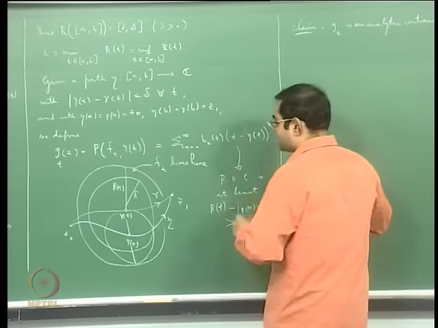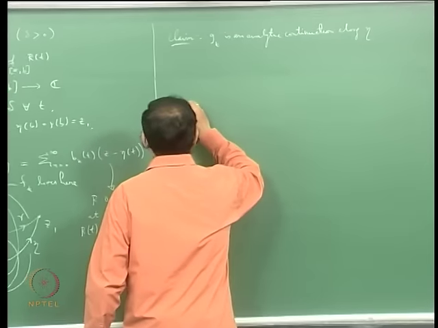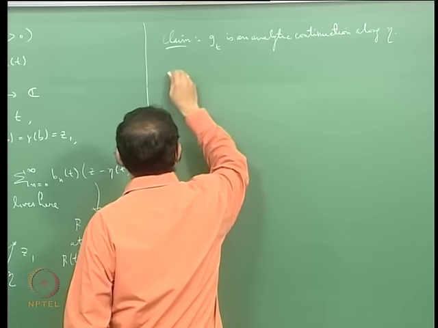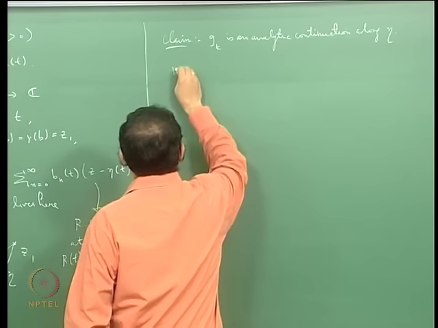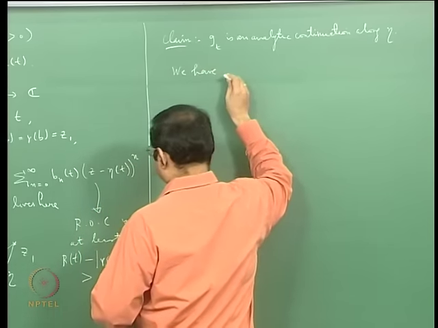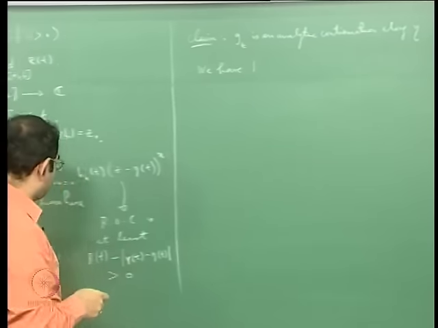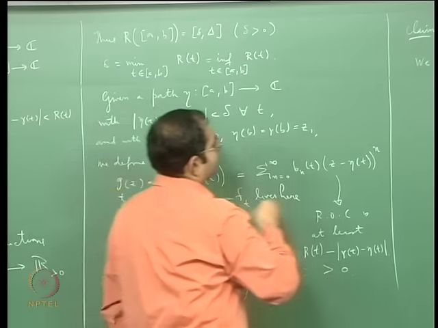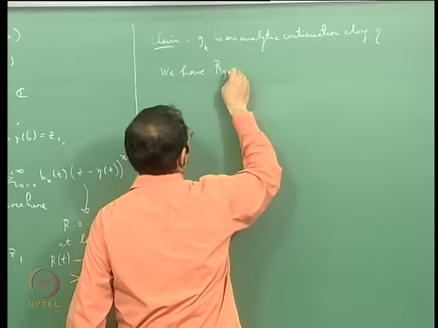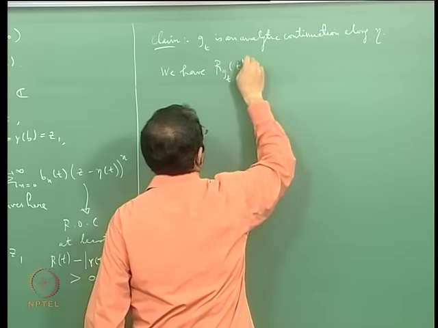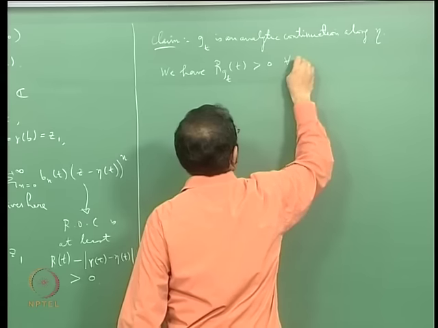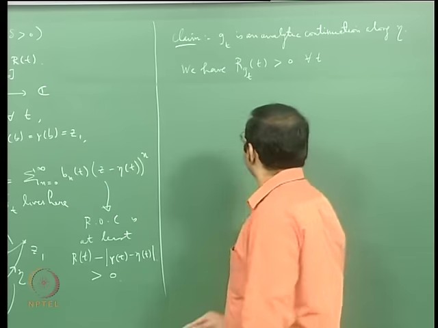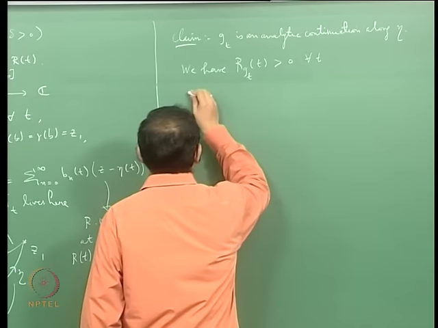So how does one see that? It's very, very simple. We have, so let me write this fact. This is the radius of convergence of GT. So let me write R sub GT of T is positive for all T. So this is the radius of convergence of GT, okay. So that's the first condition.